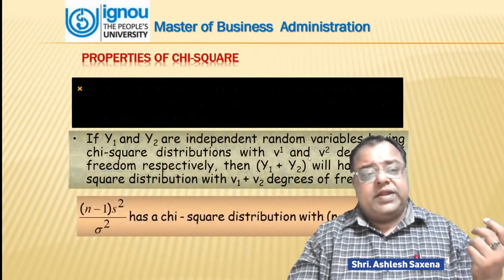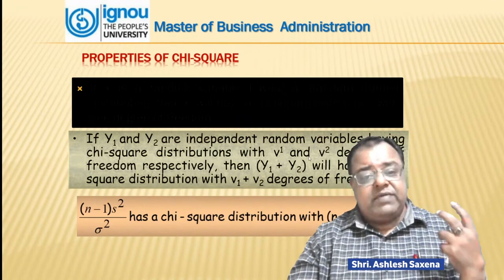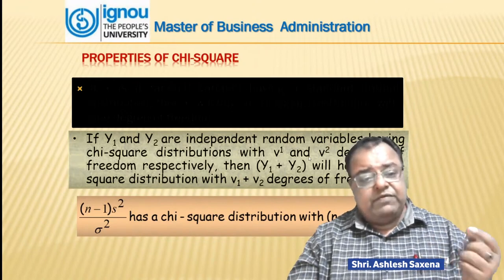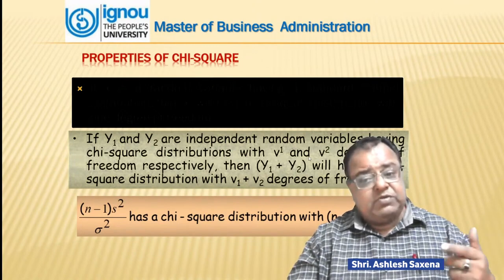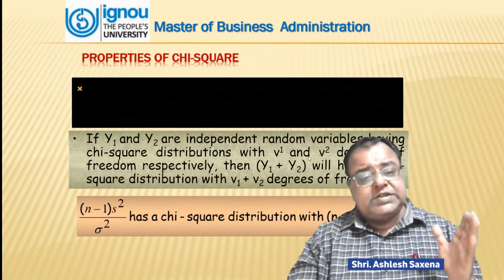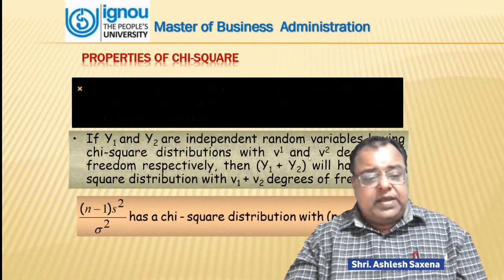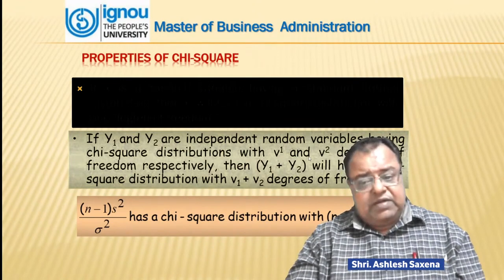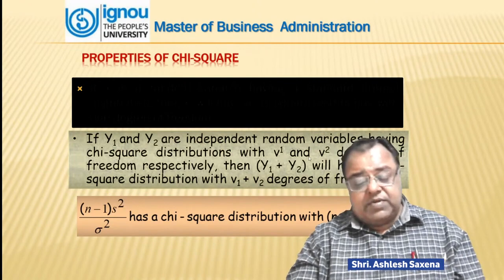What are the properties of chi square? If X is a random variable having a standard normal distribution, then X square will have a chi square distribution with one degree of freedom. If Y1 and Y2 are independent random variables having chi square distribution with V1 and V2 degrees of freedom respectively, then Y1 plus Y2 will have a chi square distribution with V1 plus V2 degrees of freedom. That means both degrees of freedom will be added up. And if we have to calculate chi square with n minus 1 degrees of freedom, then we have to calculate n minus 1 S square upon sigma square.